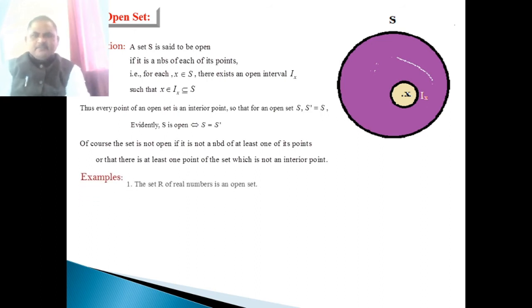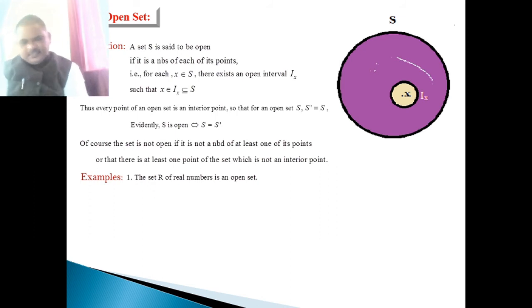For example, the set R of real numbers is an open set because R is the neighborhood of each of its points, or every point of the set R is an interior point. Therefore, by the definition of an open set, the real number set is an open set. Second, Q, the rational number set, is not an open set because not every point of the rational number set is an interior point. Q is not the neighborhood of each of its points. Therefore, by this definition, Q is not an open set.